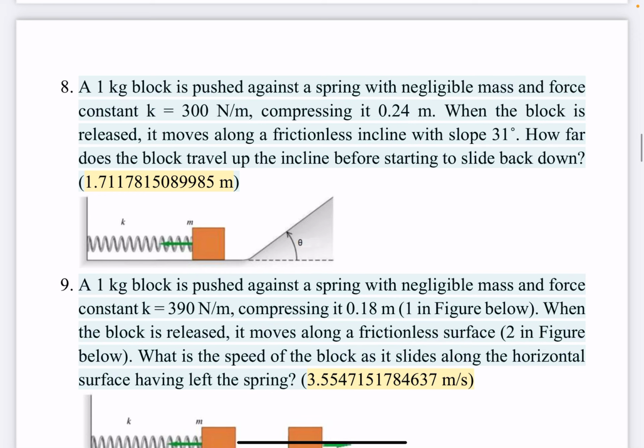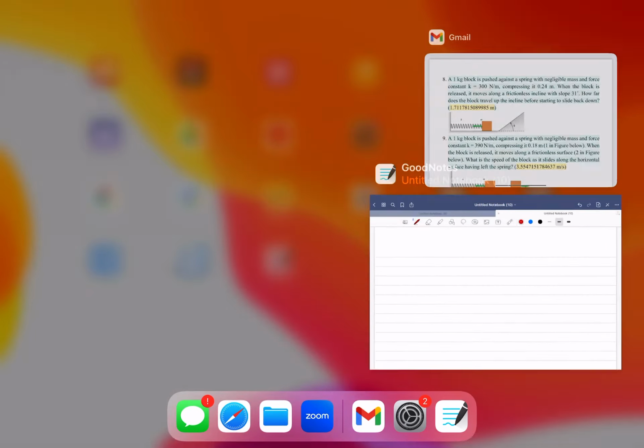So one of those problems is problem number 8. We have a 1 kilogram block. The K constant is given, the delta X is given, the theta is given. So how far does the block travel up the incline before starting on sliding back down? Okay, so let's draw the picture.